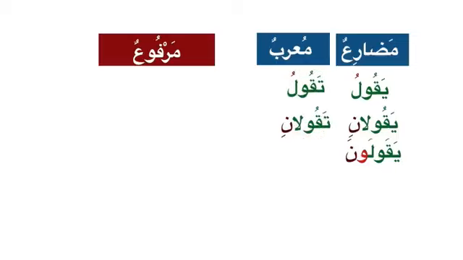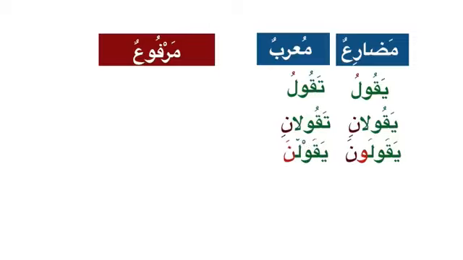So yaqulu, the dhamma represents that it is marfu. Yaqulani, the noon tells us the fa'il is marfu. يقولون, تقول, تقولان.